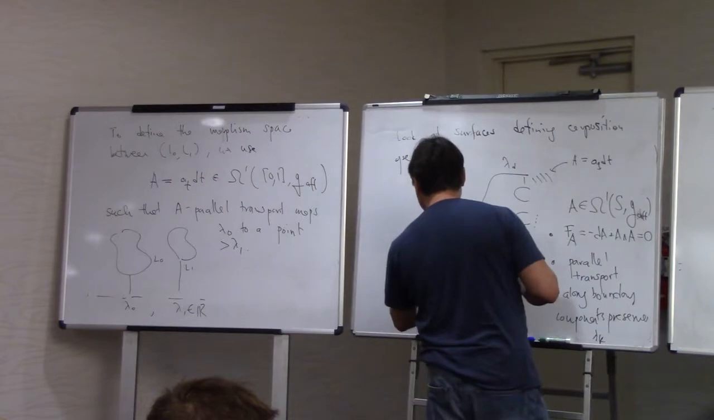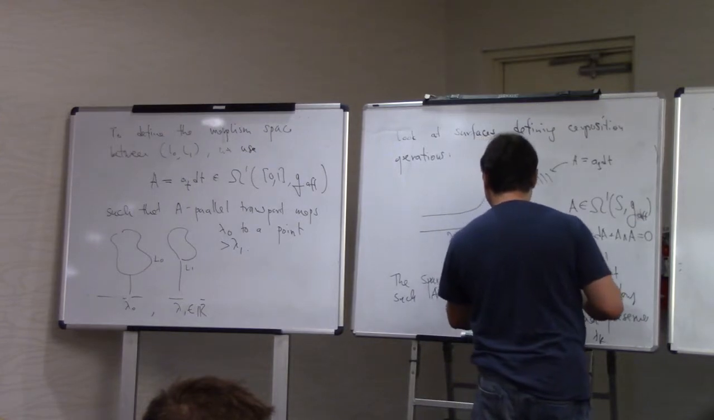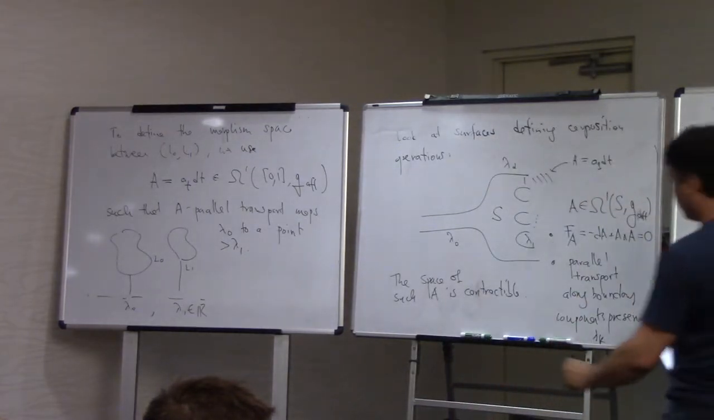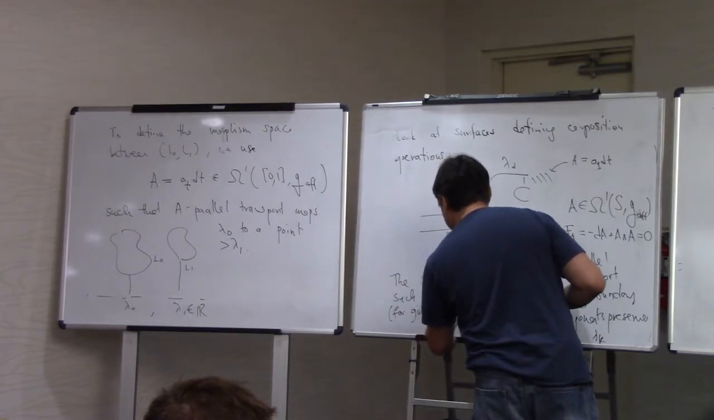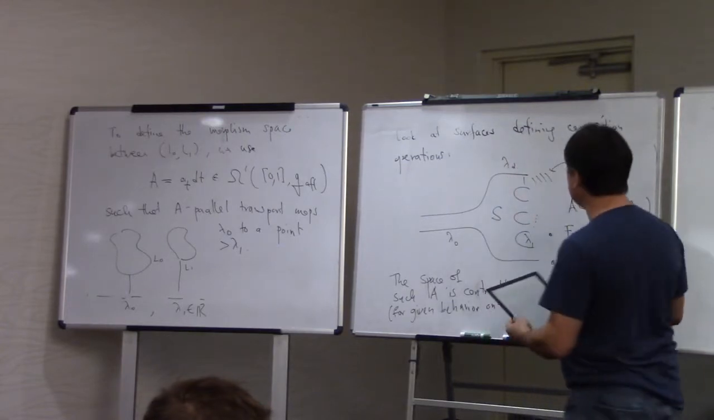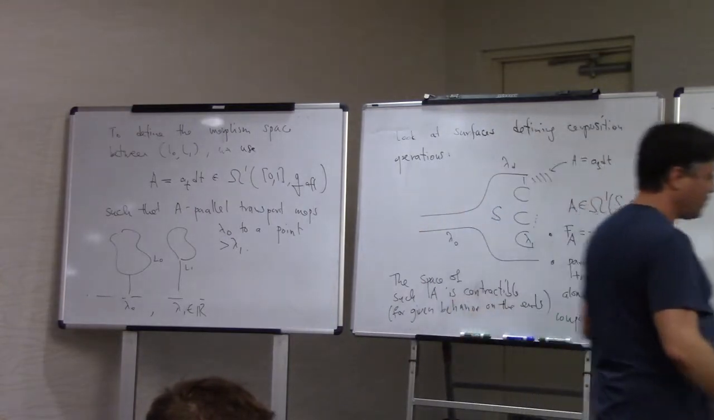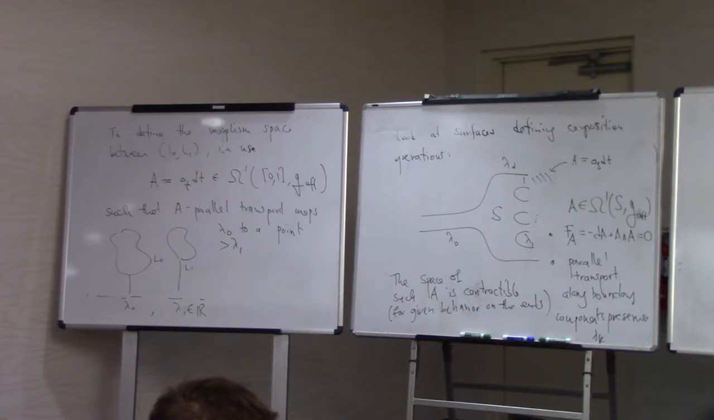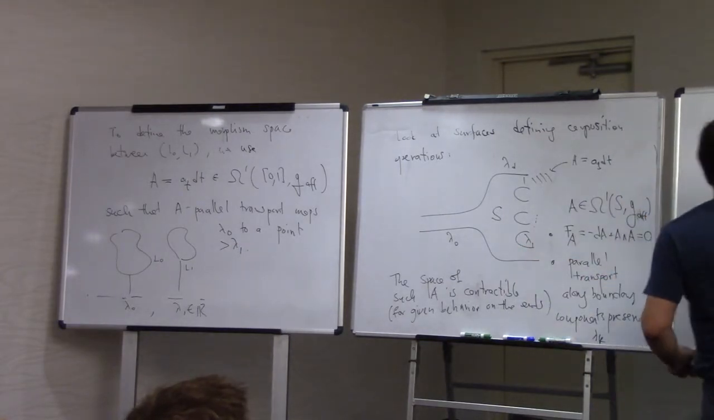This space of such A is contractible for given behavior on the ends. So this means that now you can define your morphism spaces, and you no longer have the problem as before. You can make a product map that just gets you back into the original morphism space without inverting anything. By the way, you'll realize that I'm giving an entire talk so far about flat connections on a simply connected space. So this is not actually terribly surprising, but still.